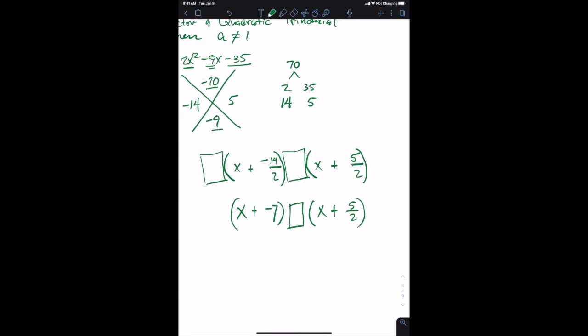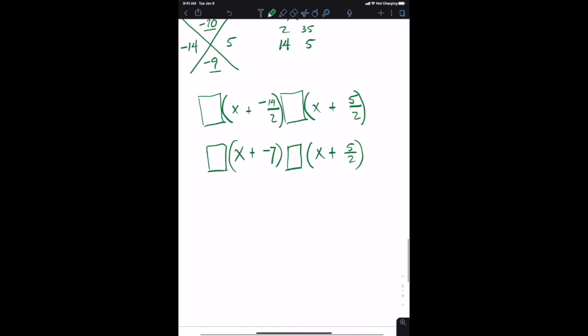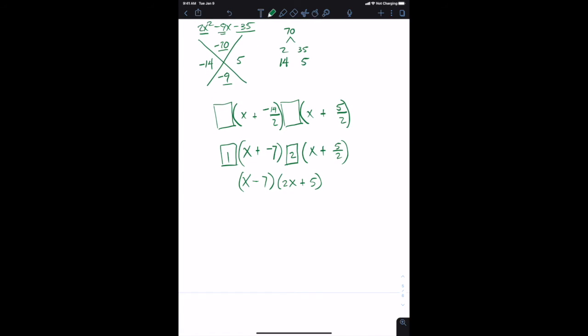Inside these boxes is really what we're going to multiply our binomial by in order to obtain flattened fractions. Meaning I'm going to multiply just by 1 here, because this is just x minus 7. And then I'm going to multiply by 2 here, because that flattens that fraction. When I multiply 5 halves by 2, I get 5. So this just becomes 2x plus 5. All of a sudden, we're done. So this is a graphic organizer that helps us, and I'll show you how to do that with another problem.